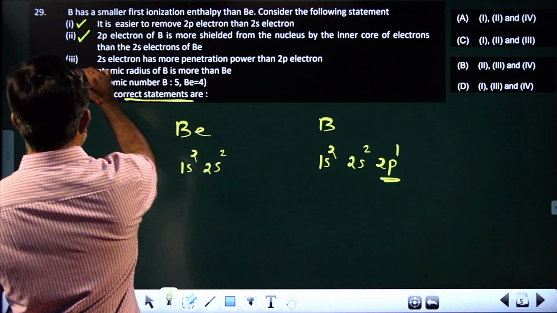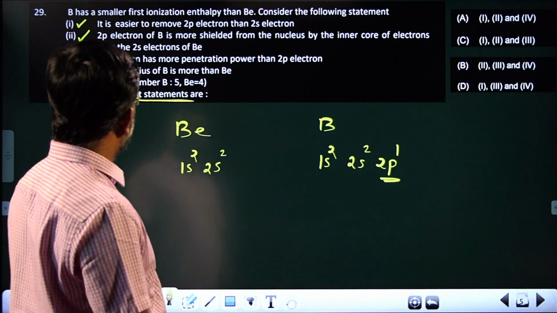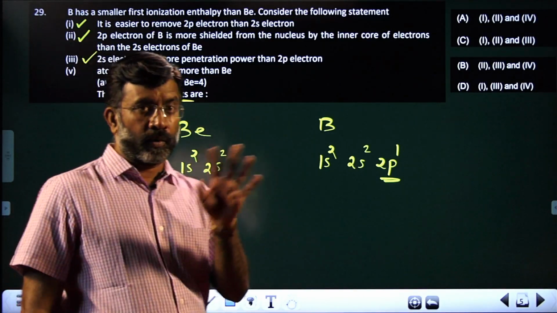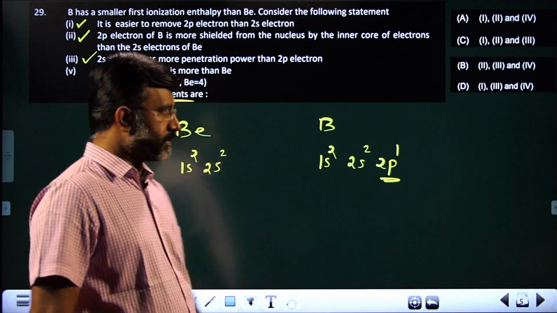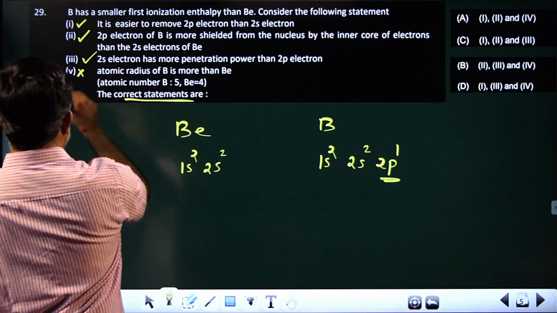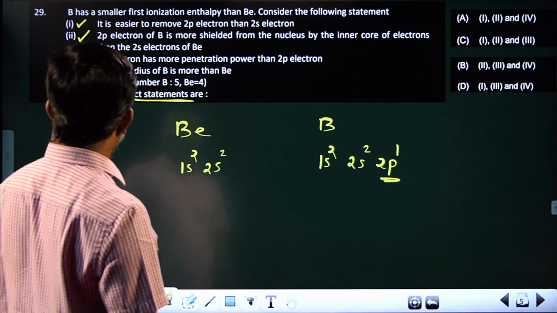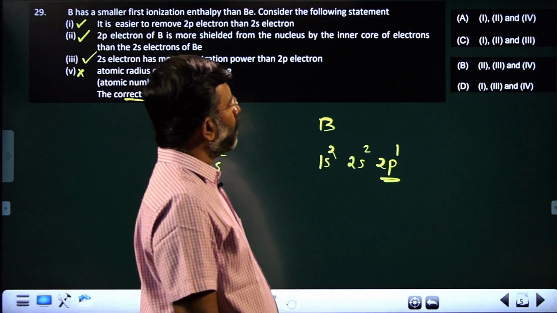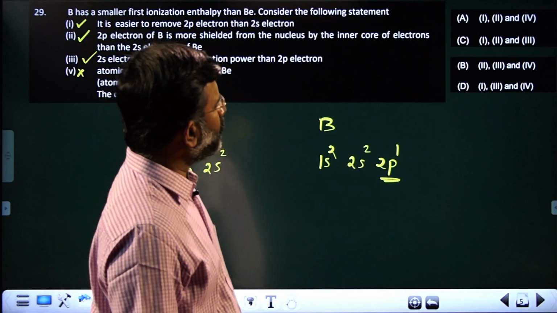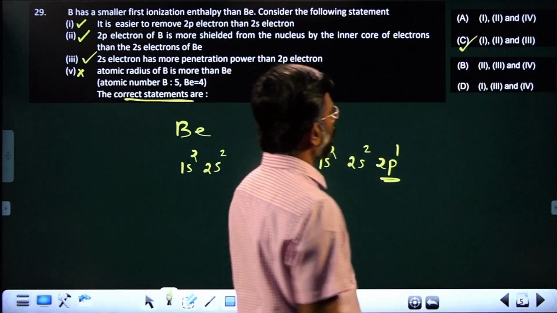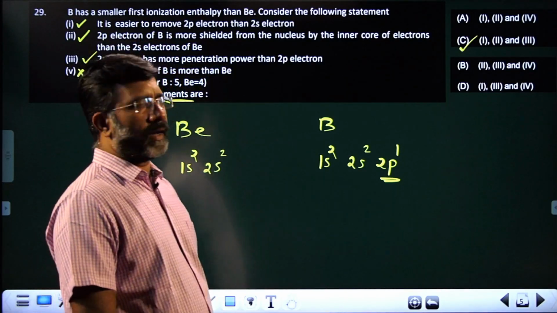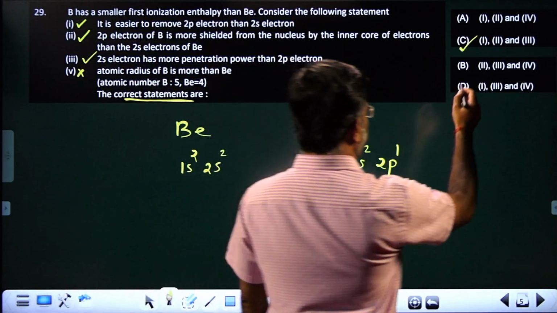That is also correct. Fourth: the atomic radius of boron is more than beryllium. No. Moving from left to right, atomic size decreases. So this is wrong. The other three statements are correct. 1, 2, 3. That is the correct statement. Option C, 1, 2, 3 are correct. This is the correct answer.